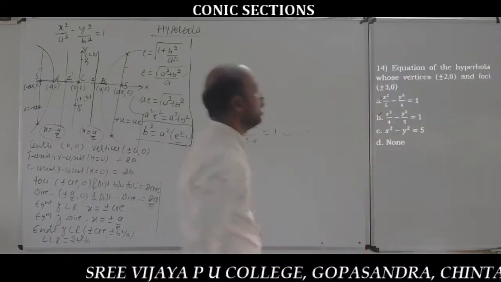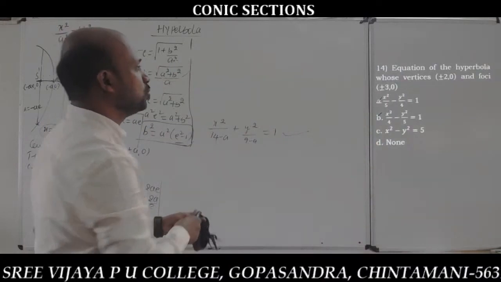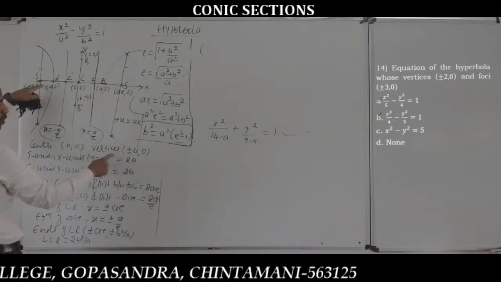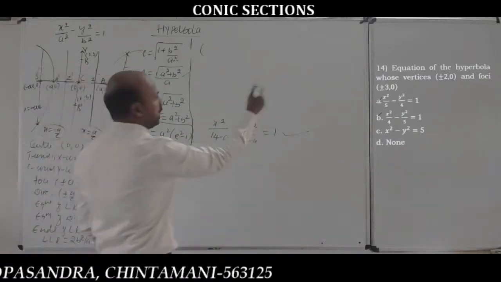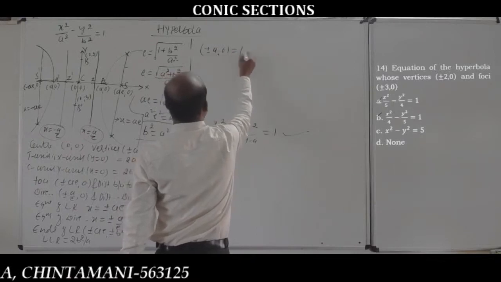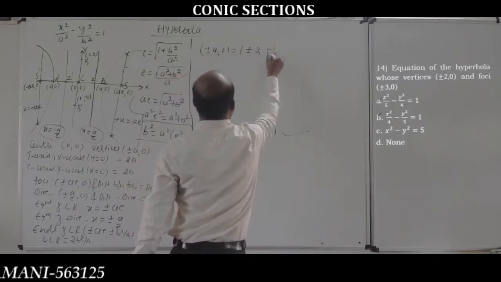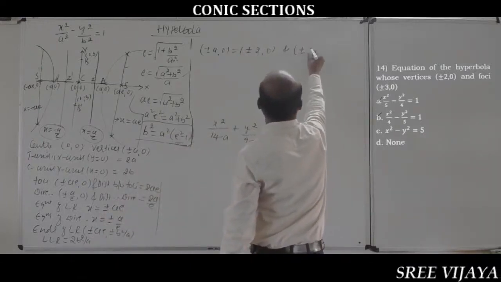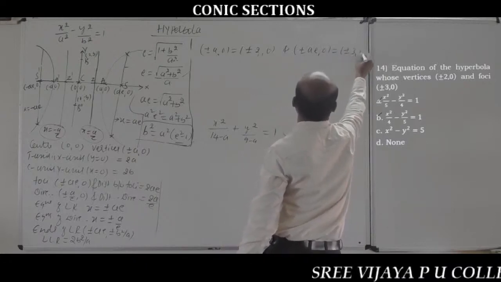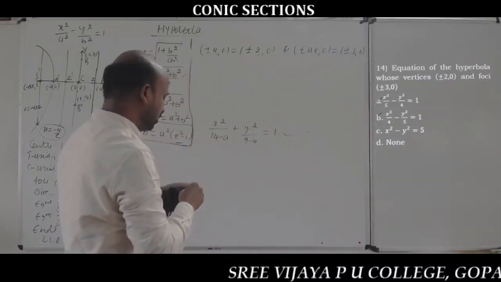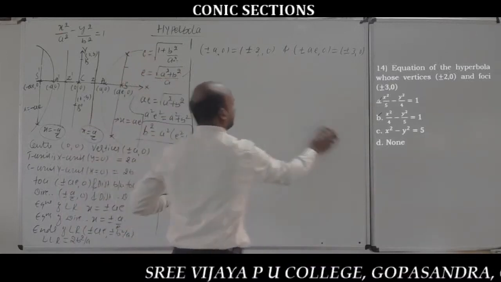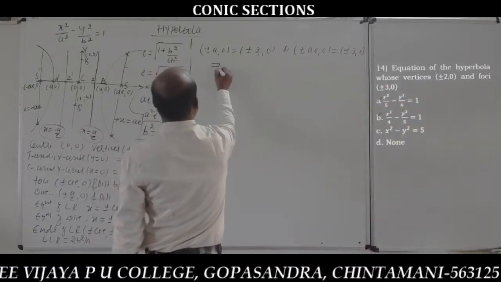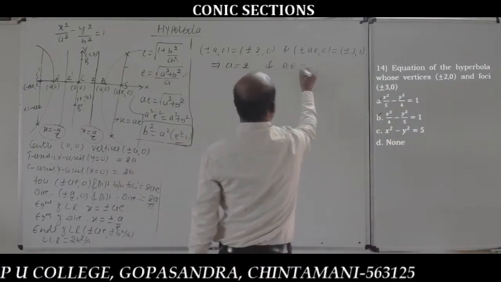Next one. Equation of the hyperbola whose vertices are plus or minus 2 comma 0. The vertices are a and a dash, plus or minus a comma 0; the y coordinate is 0. And the coordinates of the foci, plus or minus a e comma 0, equal plus or minus 3 comma 0. Then what will be the equation of the hyperbola? Okay, it implies the value of a is 2 and here a into e is 3.